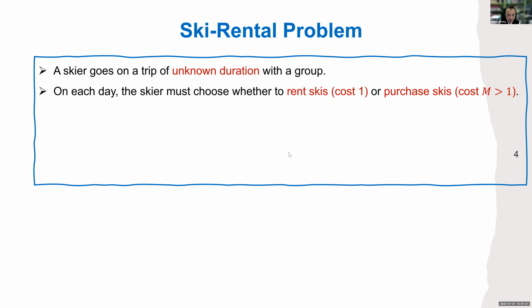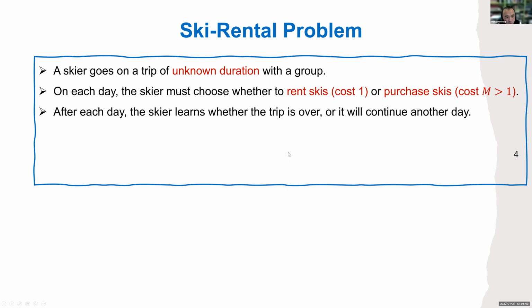As I said, when you get up in the morning, you will know, okay, today I can still ski, or, oh, maybe I can no longer ski today. And if you can no longer ski today, then tomorrow also no longer, because if the snow already melts, then you can just assume the trip is over. So at the beginning of every day, you will know whether you can ski on that day, and if on some day you can no longer ski, then all the future days you cannot ski. This is the basic setting.